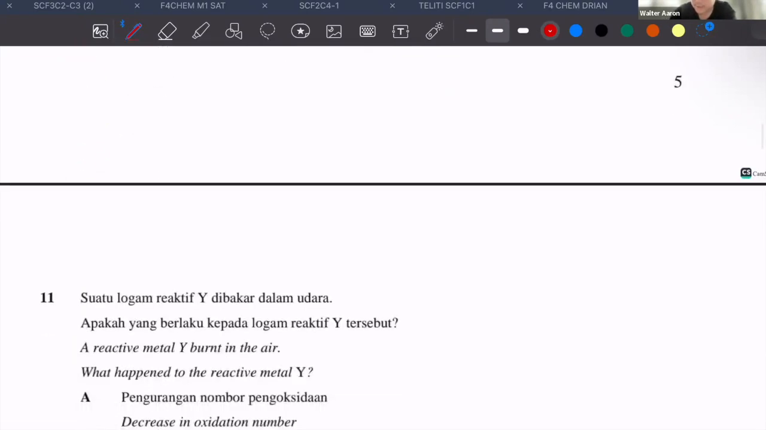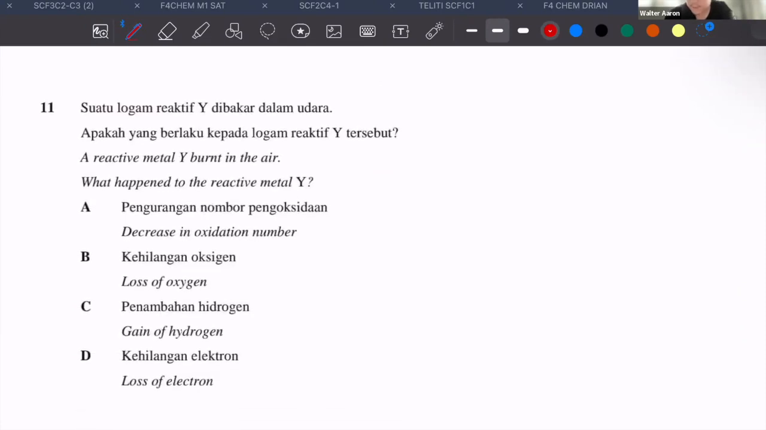Okay, number 11. When a reactive metal Y is burned in air, what happens to the reactive metal Y? If it burns in air, it means it must be able to react with the oxygen. So if that's the case, it must be undergoing a combustion process. If they can burn in air, it means they can react with oxygen. If they react with oxygen, then of course they will gain oxygen. So if it gains oxygen, it must be an oxidation process.